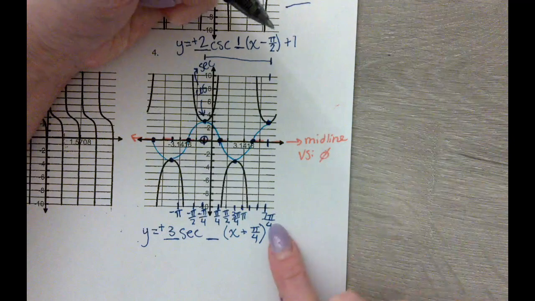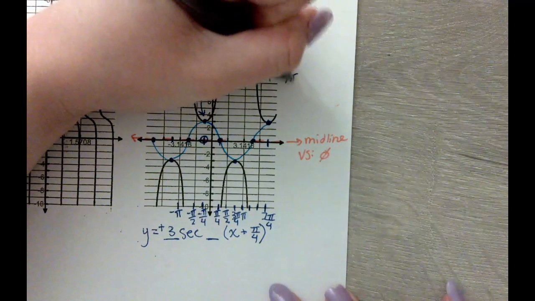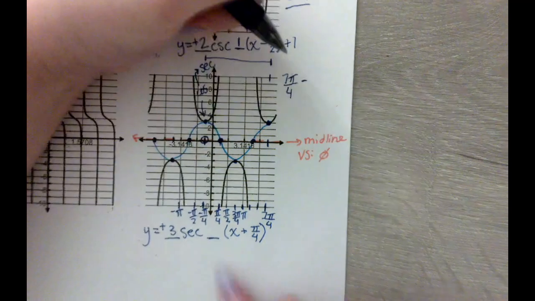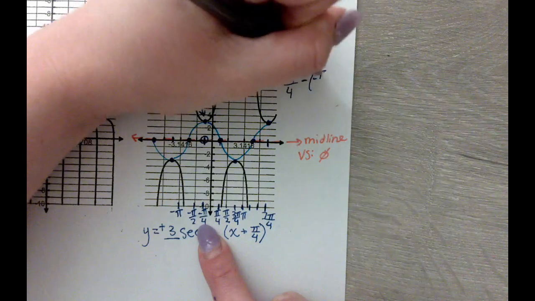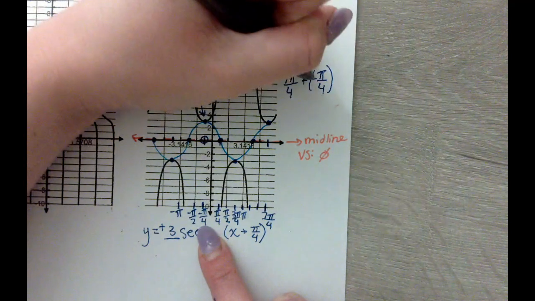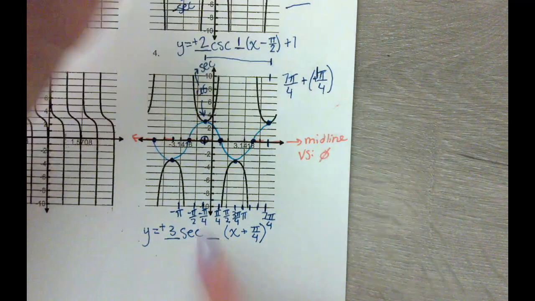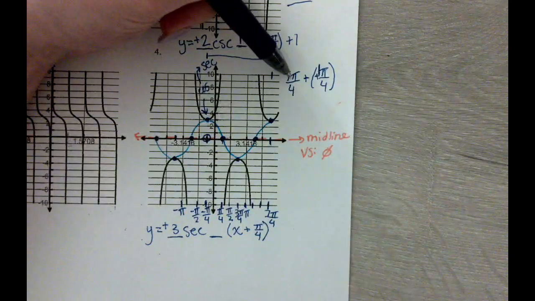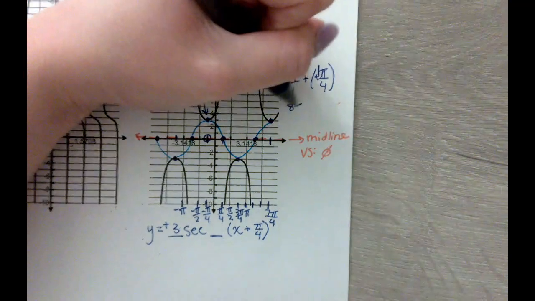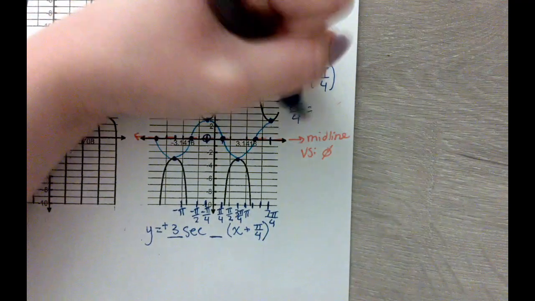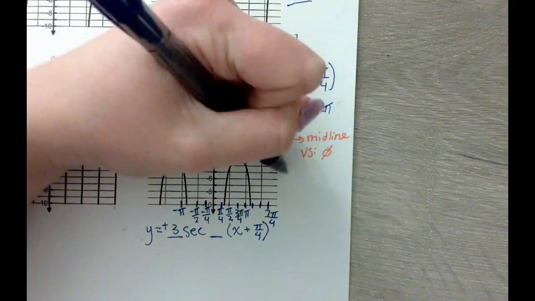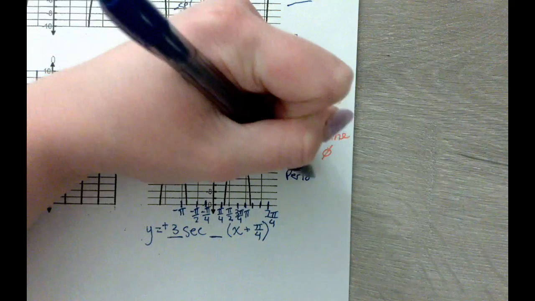Just make sure you do right minus left. 7 pi over 4 minus negative pi over 4 becomes a plus. This is a 1 pi. So it basically is 7 plus 1. So it's 8 pi over 4, which is 2 pi. So all that work just to get that the period is 2 pi.